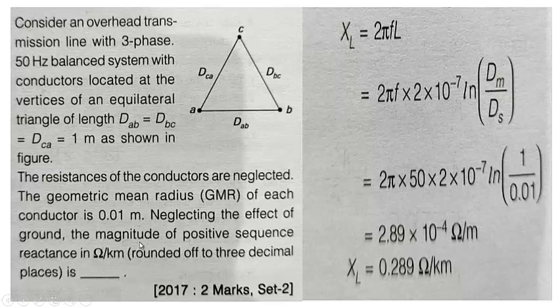As we know, we first calculate the inductance, or we can directly calculate the inductive reactance. We just have to multiply the inductance by 2 pi f, that's omega. So 2 pi f into 2 into 10 to the minus 7 ln of Dm by Ds, that is the usual formula we know. Giving Dm equal to 1 and Ds equal to GMR, that is 0.01, it comes out to be 2.89 into 10 to the minus 4 ohm per meter. Converting it into kilometers, you multiply by 1000. It comes out to be 0.289 ohms per kilometer. This is very simple.